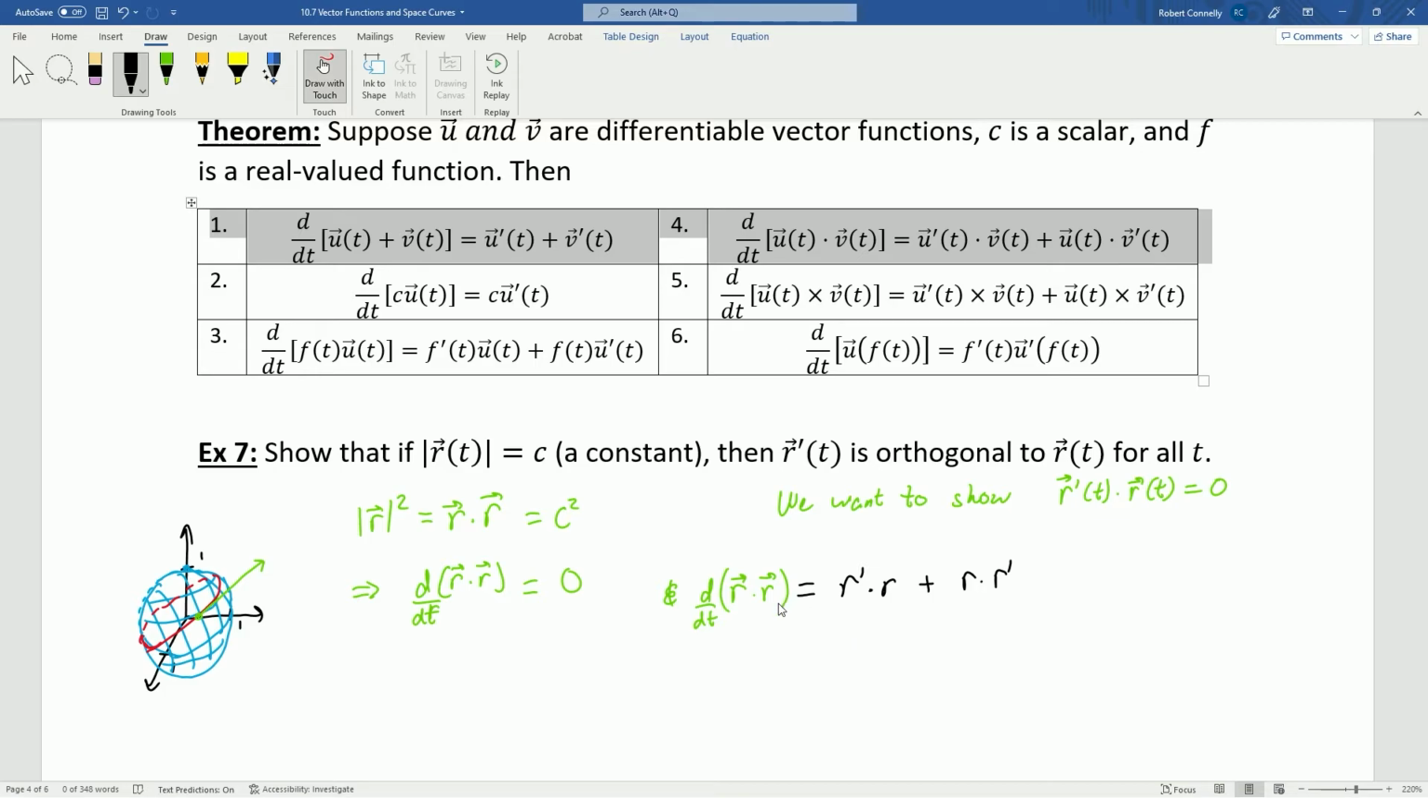And we actually know that the dot product can multiply in any order, so this is 2 times r prime dot r. But this also has to be equal to 0. So 2 times the dot product, I've been dropping my vector symbols, so 2 times the dot product of these vectors should be equal to 0. Well, that of course means that r prime dot r should be equal to 0 if we divide both sides by 2. So that's it. That's all we've got here for that example. Hopefully that one wasn't too tricky.